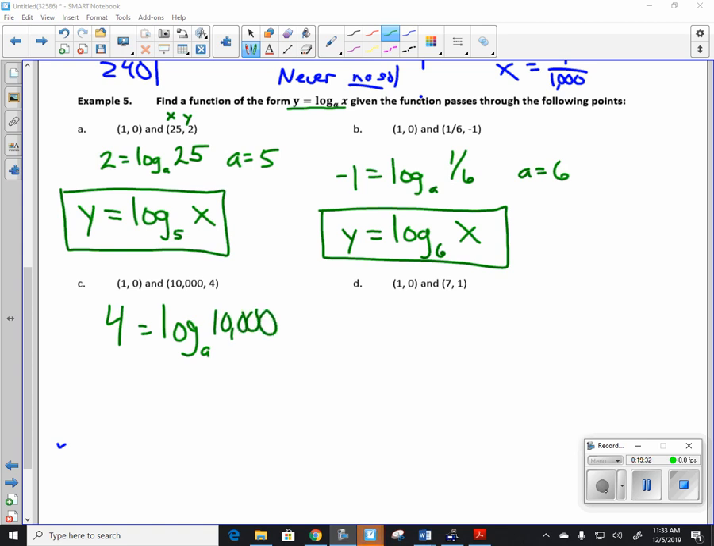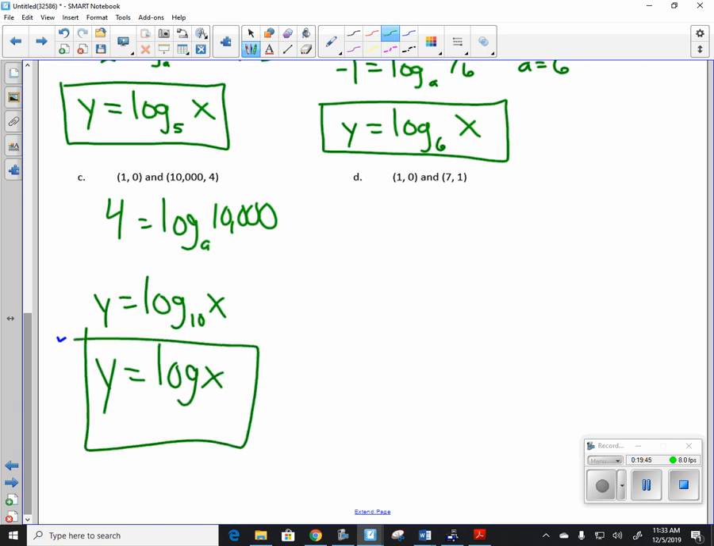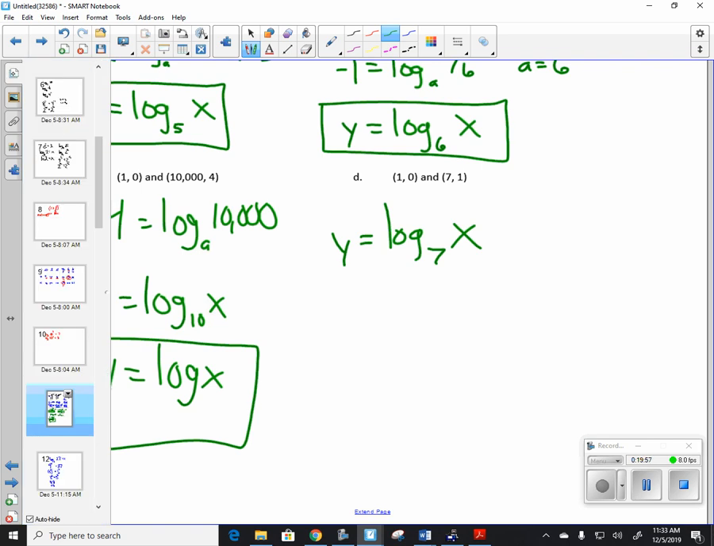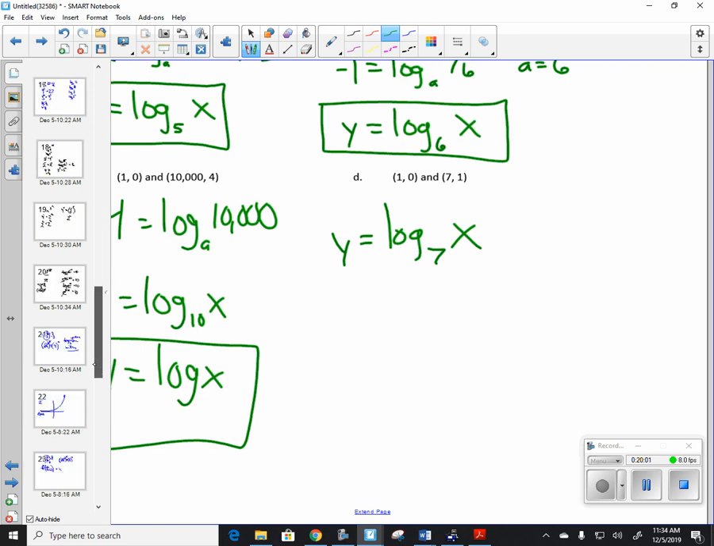What number do you take to the 4th to get 10,000? 10. So you could write it as y is equal to log base 10 of x, but more commonly it will be written as y is equal to log of x because the assumed base is 10. And the next one you should get y is equal to log base 7 of x. Any questions on those two? Going once, twice, thrice. We flip over the last side. We're not going to do all 6. We're going to just do 3 of them, and we'll be done. Good job. You guys are doing great.